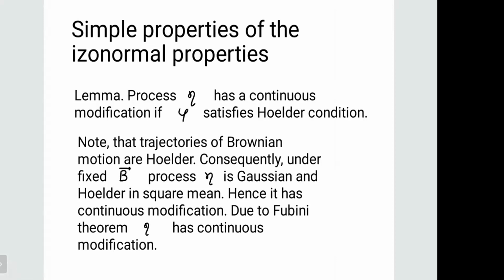It's a rather simple calculation, but how can we proceed? Note that the trajectories of Brownian motion are Hölder. Consequently, under fixed Brownian motion, the process eta is Gaussian and Hölder in square mean. Here it has a continuous modification. Now we just apply the BDC.